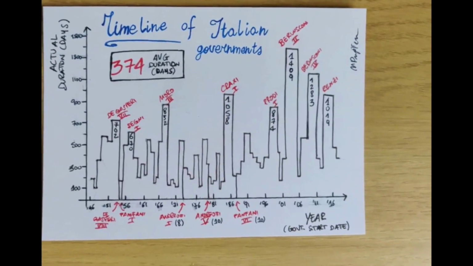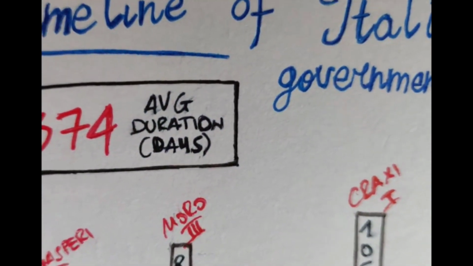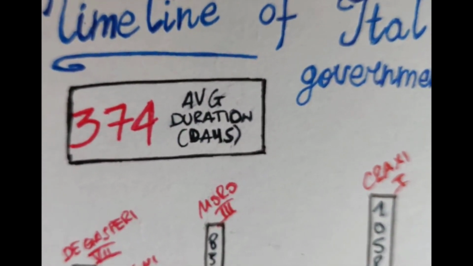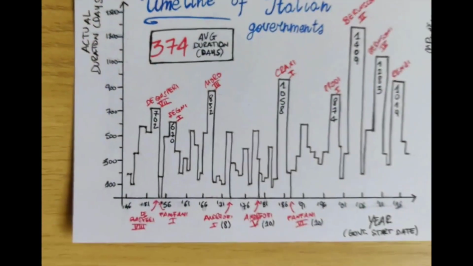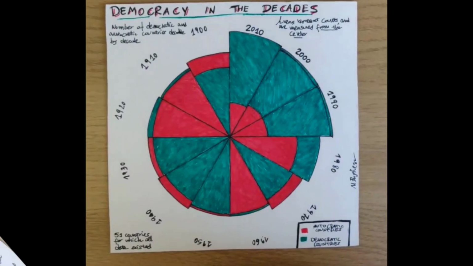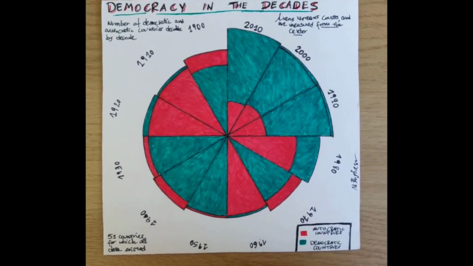Anyway, it was quite interesting because you discover something pretty interesting. This is the average duration in days. So slightly more than a year for Italian governments. It's quite abysmal, really. Okay, so this one was the worst of my failures. This is really, really wrong.